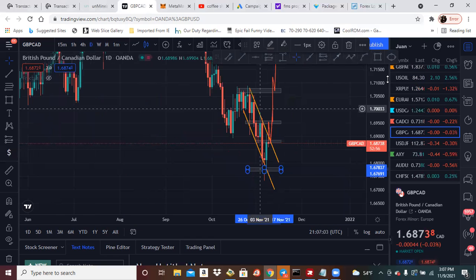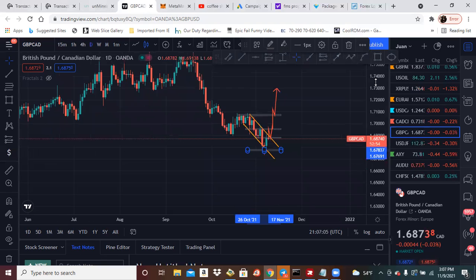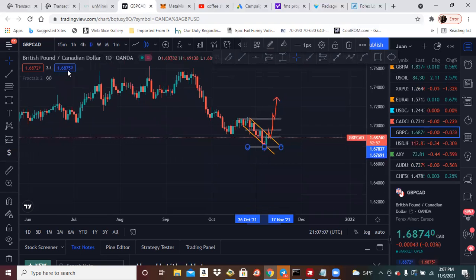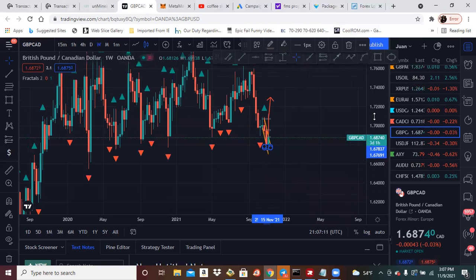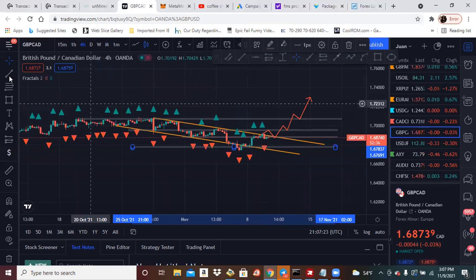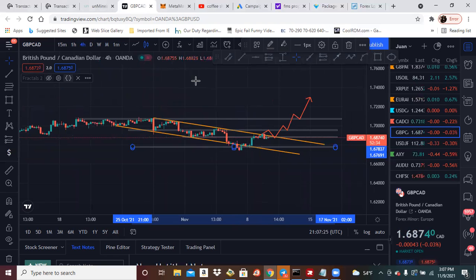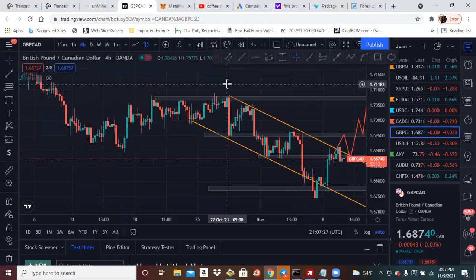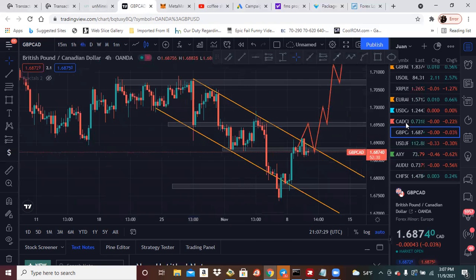The reason why I'm biased, I'm not really too biased, I don't like to be biased on buys, is because there's a possibility it could pull back to this 173, but either option is open. I'm looking for this move, but if it doesn't happen, we'll take the sells. So that's that for GBP CAD.